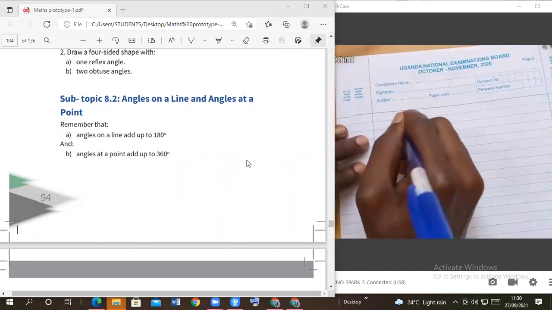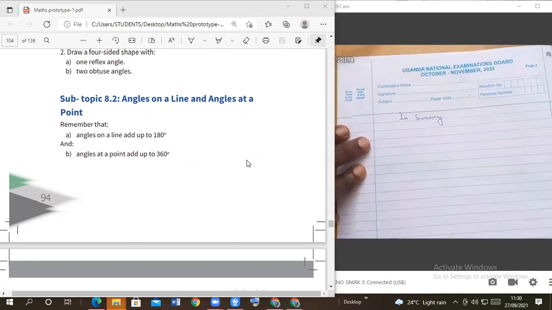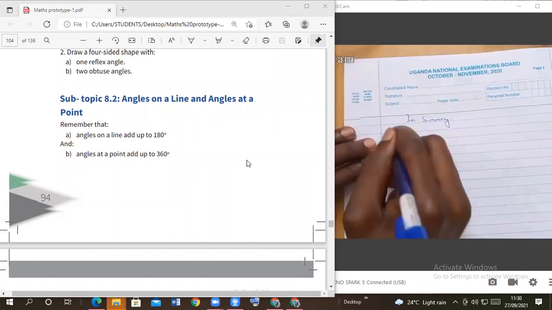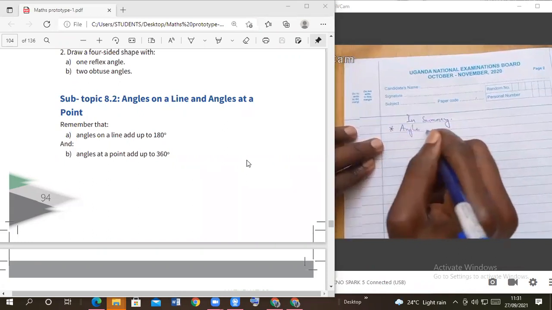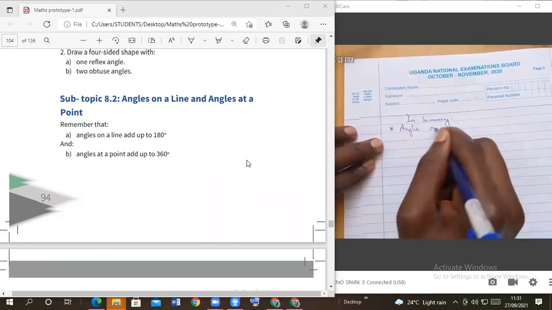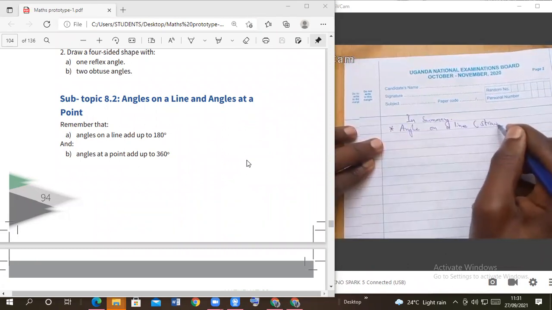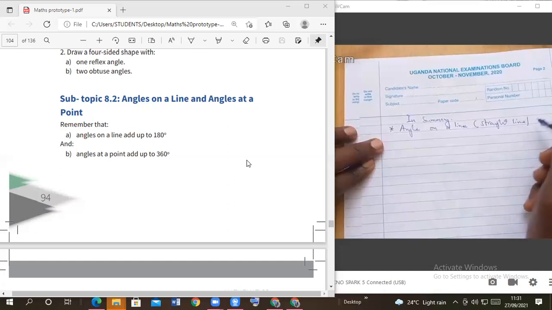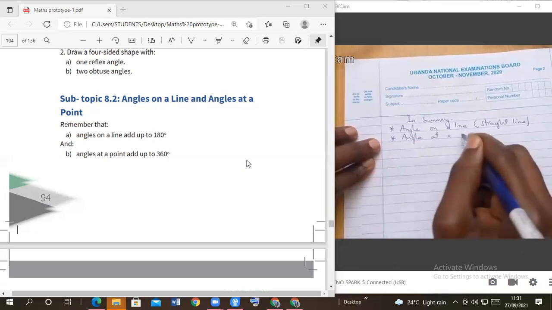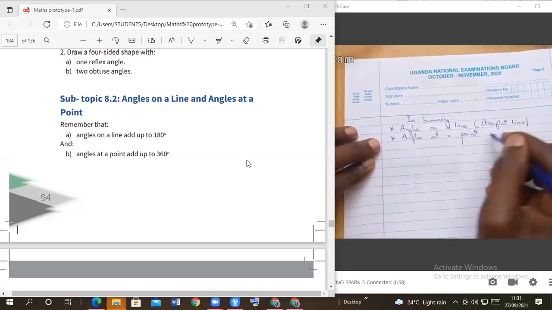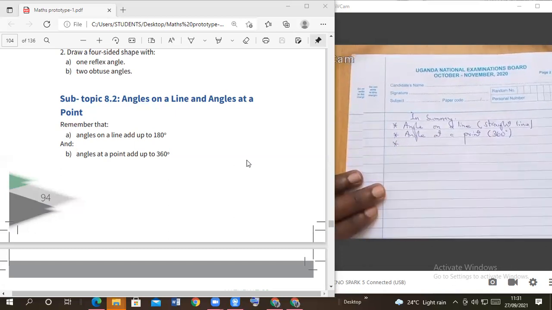So in summary, members, how many properties have we looked at so far? We have looked at angles on a straight line. Then we looked at angles at a point, which add up to 360 degrees.